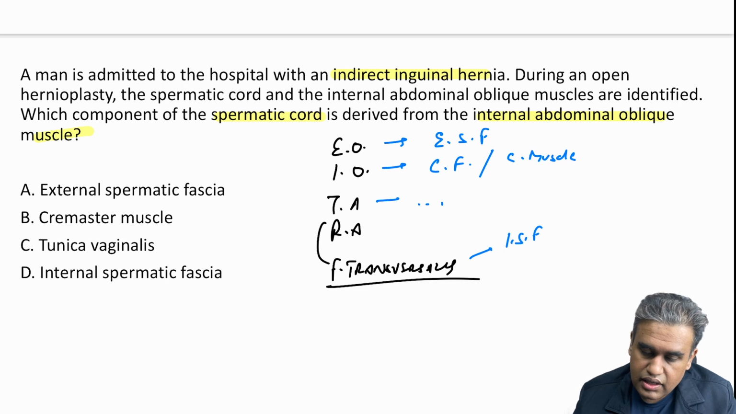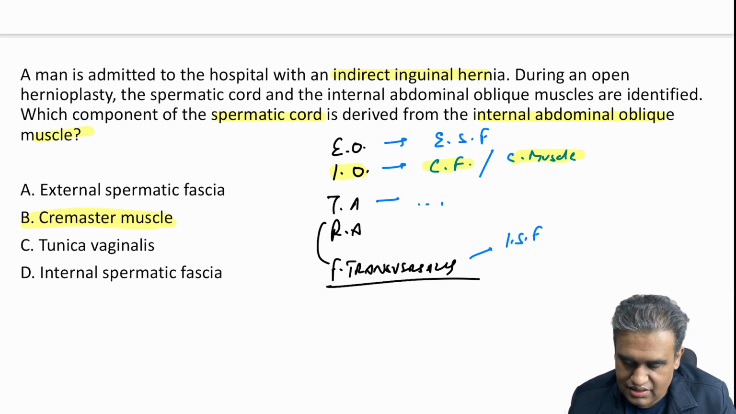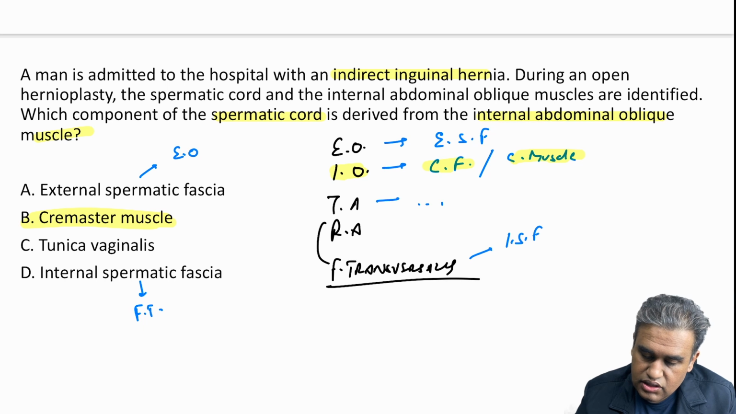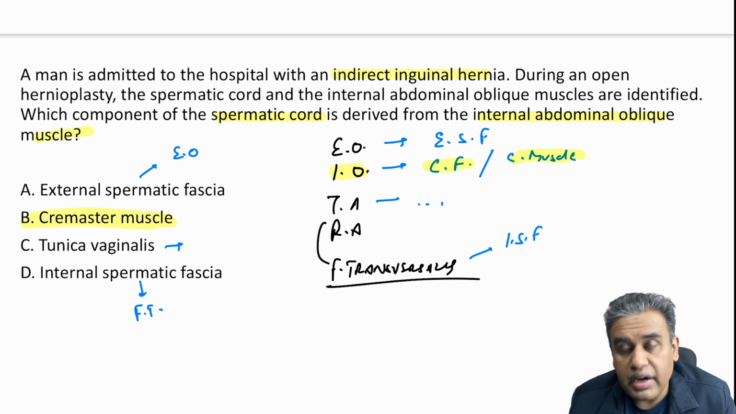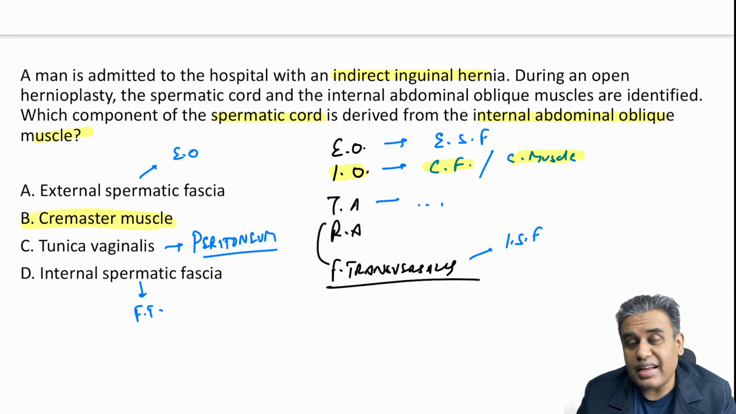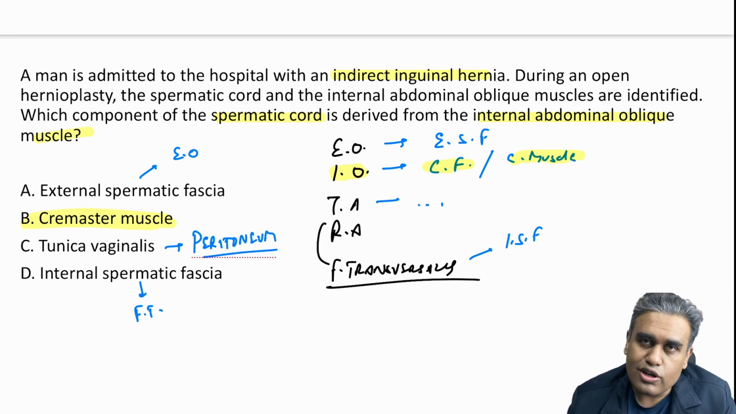Here they are asking about the internal oblique muscle, which mainly gives rise to the cremasteric fascia or the cremasteric muscle, and I am sure one of them should be among the options. Here it is, the cremasteric muscle, is the answer. External spermatic fascia we have already seen, from the external oblique; internal spermatic fascia from the fascia transversalis; and the tunica vaginalis is actually a prolongation of the peritoneum, also known as the processus vaginalis. So just write the peritoneum over here, and it is where the fluid gets collected during hydrocele.